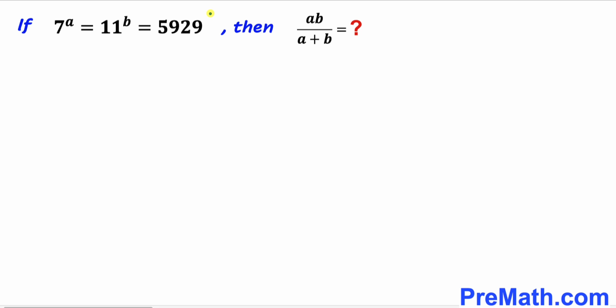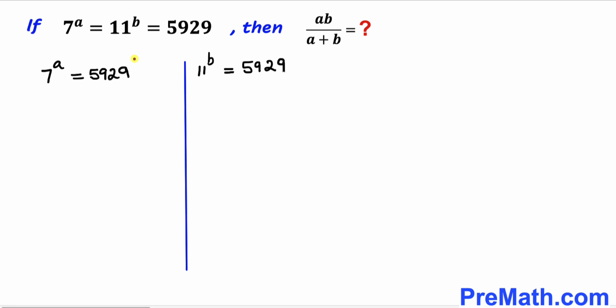We are going to focus on this system of equations once again. I'm going to separate them. I can write 7 power a equals 5929, and likewise I can write 11 power b equals 5929 as well. And now let's focus on this very first equation.